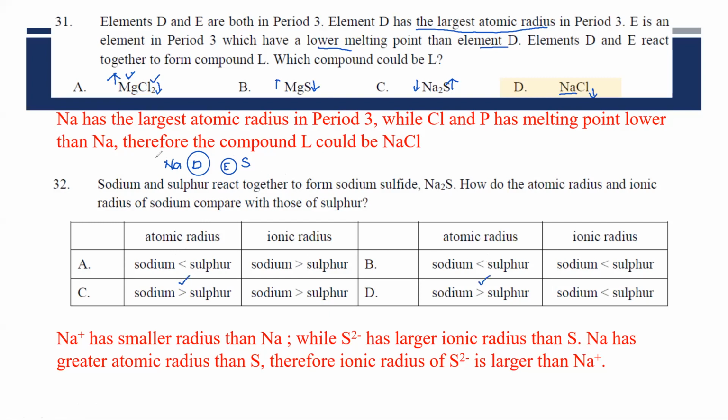And in terms of ionic radius, after sodium donates its electron, the sodium ion becomes smaller, while the sulfur ion becomes larger. So in terms of ionic radius, sodium is smaller, sulfur is greater. So the best description that describes all of this is D. Okay, so that is for 32.